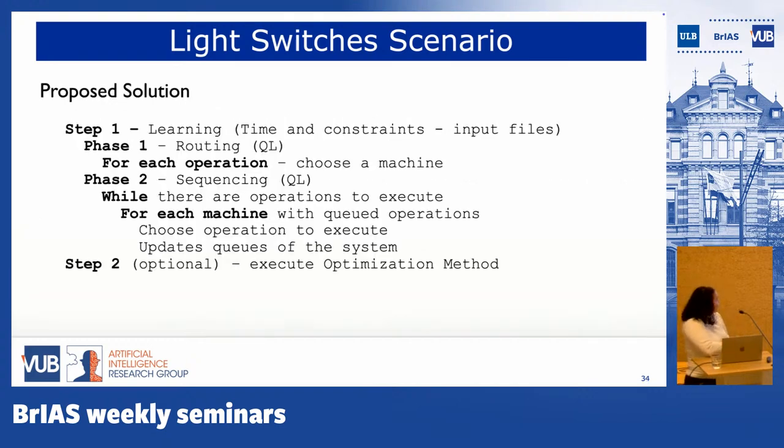This is the proposed solution. So we have learning first. We have some sort of routing afterwards. So for each operation, we choose a machine. And in phase 2, once we decided what the robot will do and what the human operator will do, we just have a sequencing problem in the same way that we had before. And we just execute this.